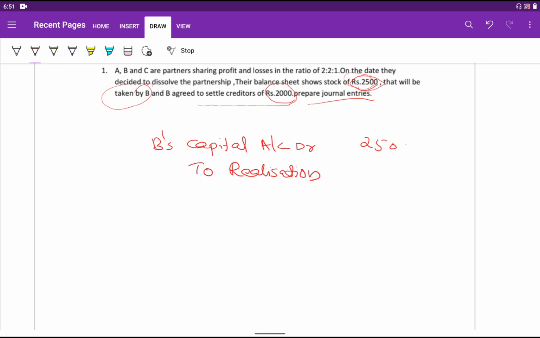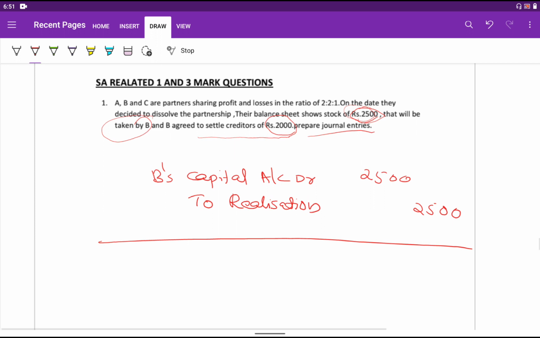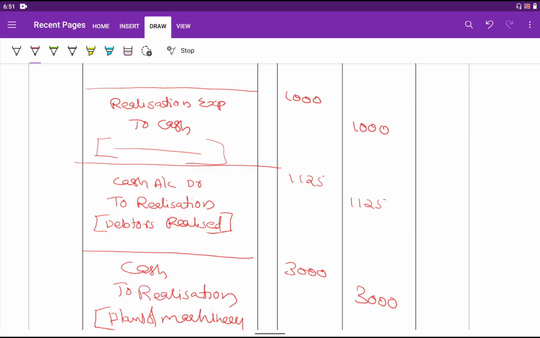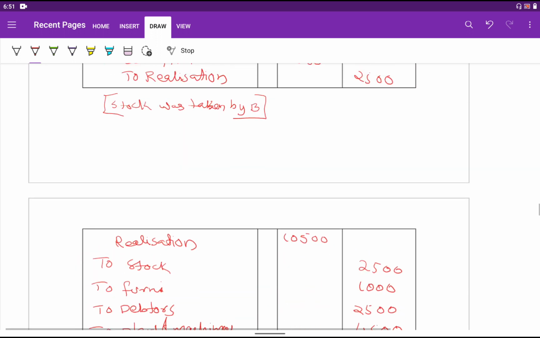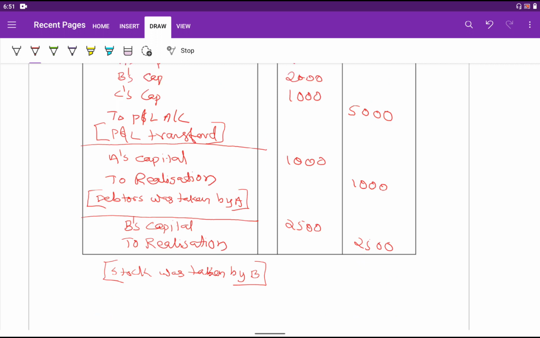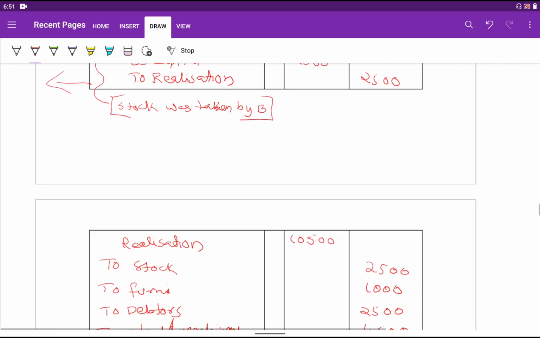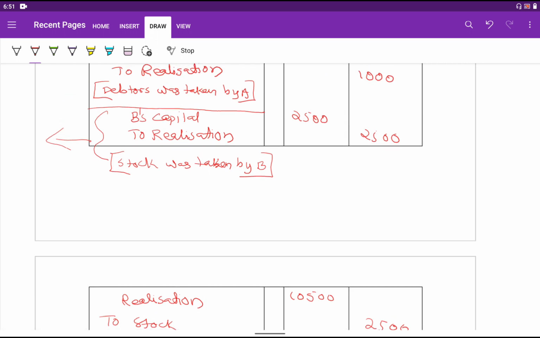Let me check whether it is correct or not. What is the first journal entry? The stock was taken by B. So we already wrote a journal entry here. See this journal entry, this is the answer. Stock was taken by B. So we will write B's capital to realization. Okay, so that is the journal entry for stock taken by B. If you know the essay question, the 2 mark and 3 mark question will be very easy.